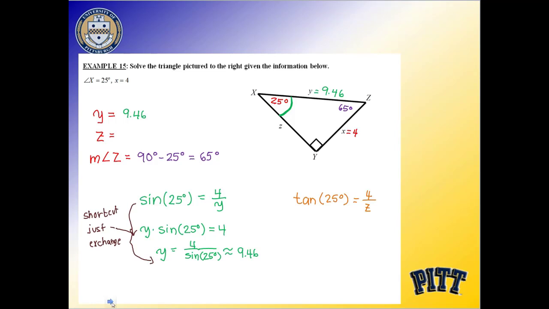And you notice here I'm going to take the shortcut that I've mentioned before. I could just exchange the sine of 25 degrees on the left there with the y. I do the same thing here with the tangent of 25 degrees and z. And I get that z equals 4 divided by the tangent of 25 degrees, and that equals approximately 8.57. There's no units here, so there's no units for me to give. If you do have units given, if they said that x was 4 inches instead, then these other answers I found should be in inches as well.